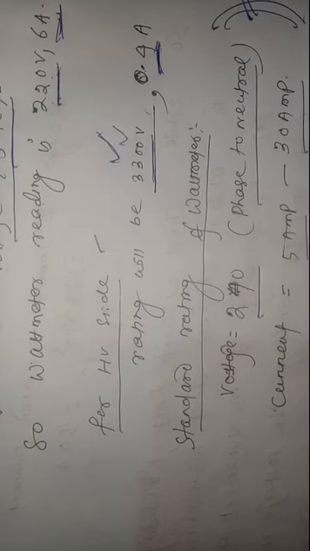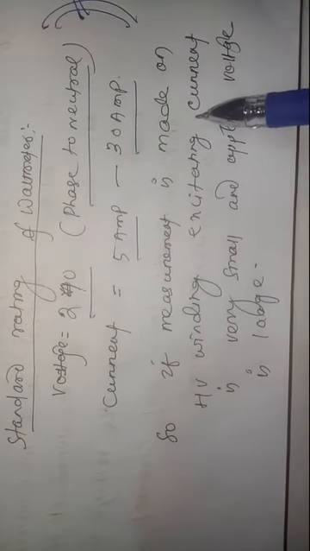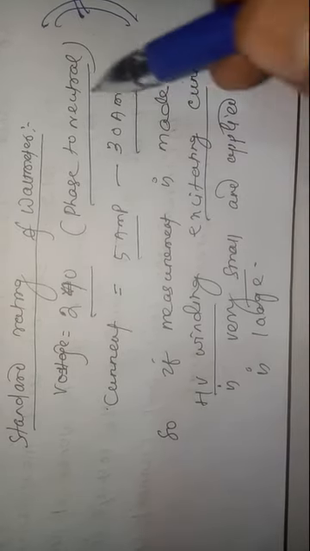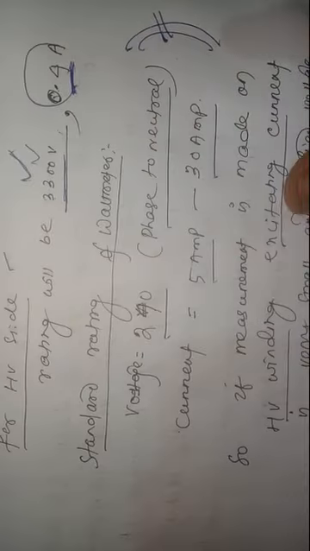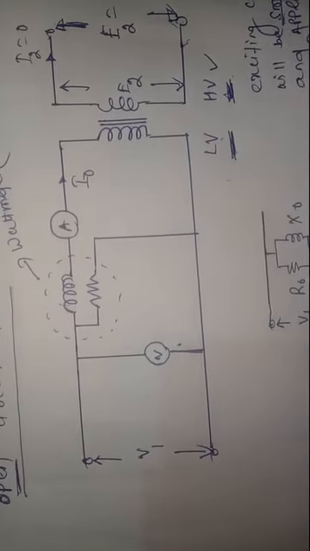So as I suggested, if we conduct the test on the HV winding, the exciting current is very small. This is the exciting current, 0.4 ampere. Exciting current is very small and applied voltage is large, here 3300 volt. So that's why, in general, this test is conducted on the LV side, the low voltage side of the transformer. This is the reason why this open circuit test is conducted on the LV side.